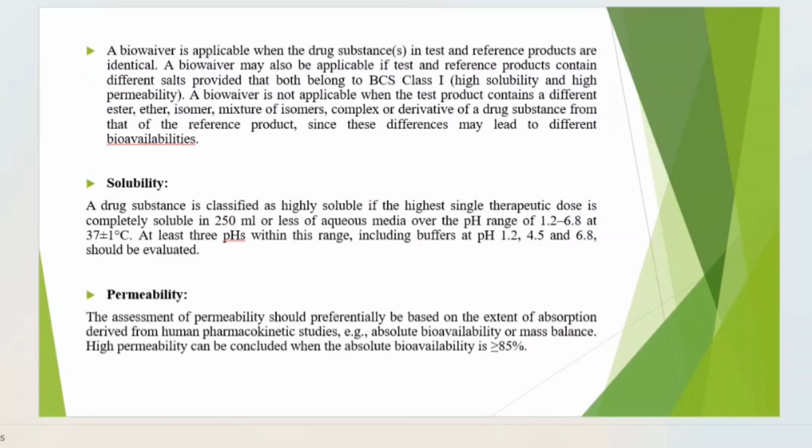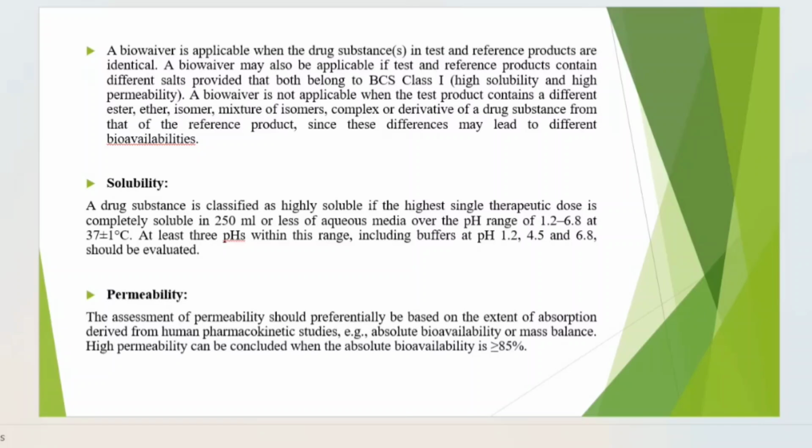Means whenever we are applying a biowaiver, we need to check whether the API form is matching or not. मतलब रेफरेंस प्रोडक्ट में जो salt form है वो जेनरिक प्रोडक्ट में भी होना चाहिए. मतलब कुछ भी डिफरेंस ज्यादा नहीं हो. अगर डिफरेंस है भी तो वो ज्यादा नहीं होना चाहिए, so that it will not affect the bioequivalence or the bioavailability. So that needs to be taken care of.